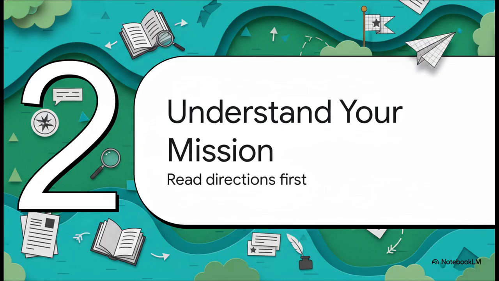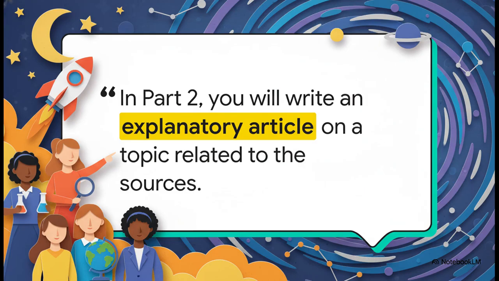Moving right along to step 2, understand your mission. And that means reading the directions first. Listen, this is absolutely crucial. By reading the student directions right away, you instantly know your final objective. In this case, the prompt specifically tells us that your school's science club wants an explanatory article celebrating Women's History Month, specifically focusing on how women have contributed to the study of space.